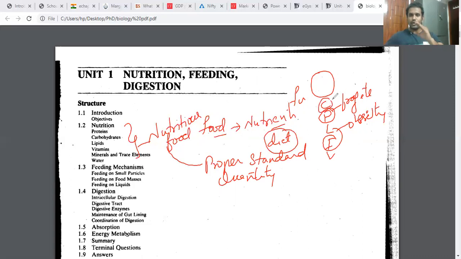That's why you cannot take one particular nutrient in excess and you cannot take one particular nutrient in a lower amount. Though your food could be nutritious, it would not be in proper amounts. So when you take the total nutrients in proper standard quantities, then it is called a balanced diet.